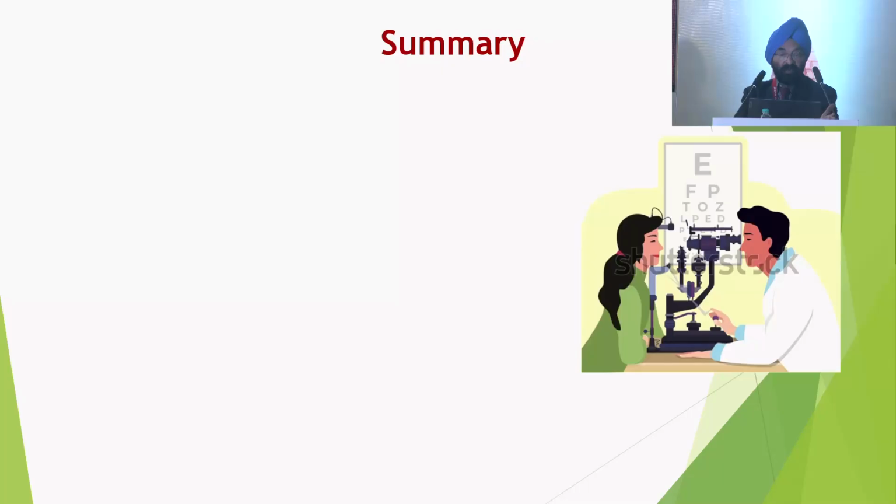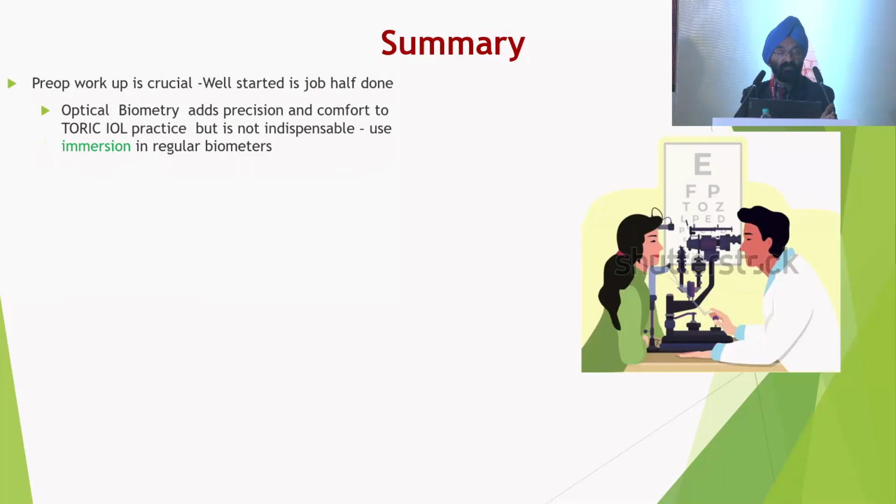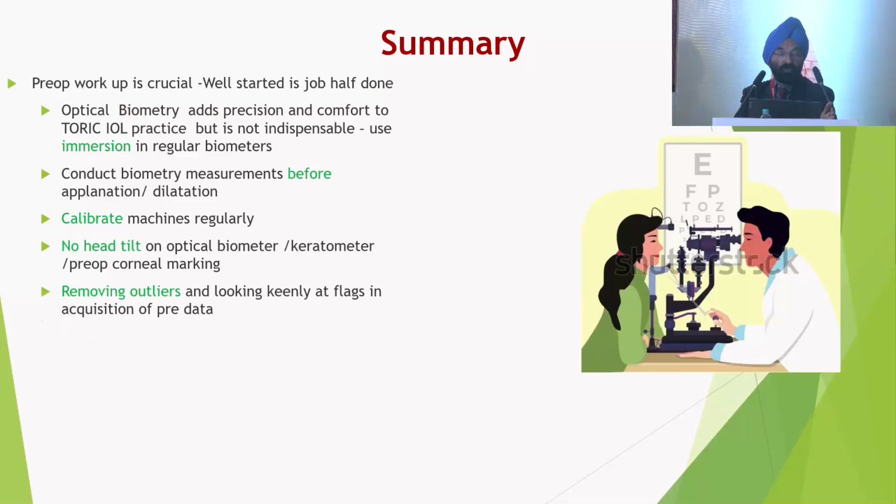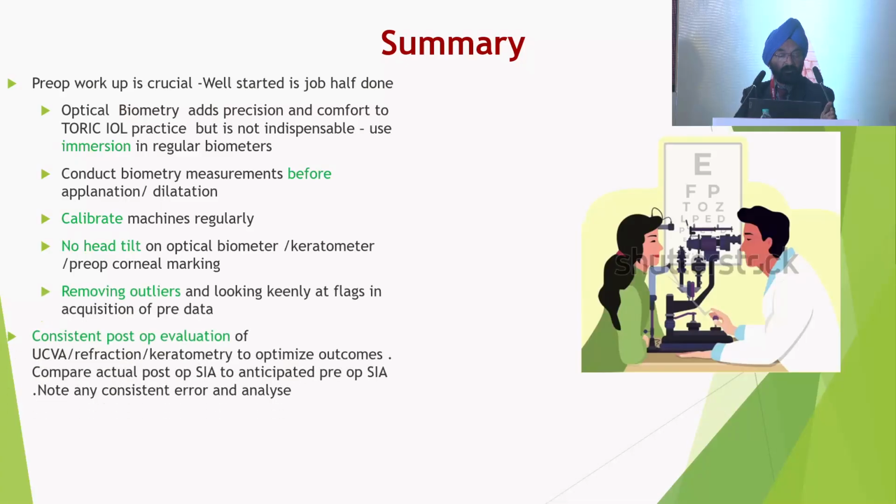So in summary, pre-op work is very crucial, because well begun is half done. Optical biometry adds precision and comfort, but it is not indispensable. Conduct biometry measurements before applanation or dilatation. Calibrate your machines regularly. No head tilt on the optical biometer or keratometer. Remove outliers and look keenly at the flags in the acquisition of the pre-op data. And consistent post-op evaluation of uncorrected visual acuity, refraction, and keratometry should be done to optimize the outcomes. And please always under-promise and over-deliver, and explain the pros and cons beforehand to the patients.